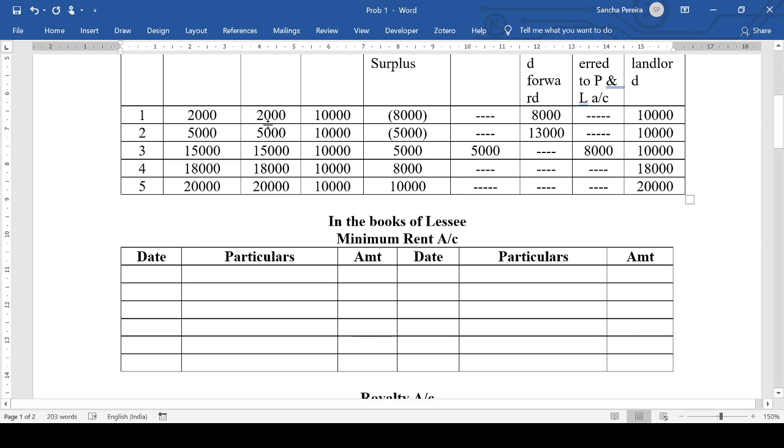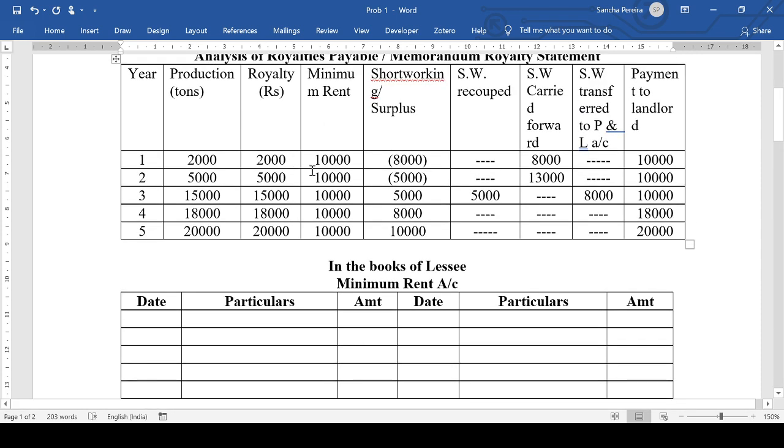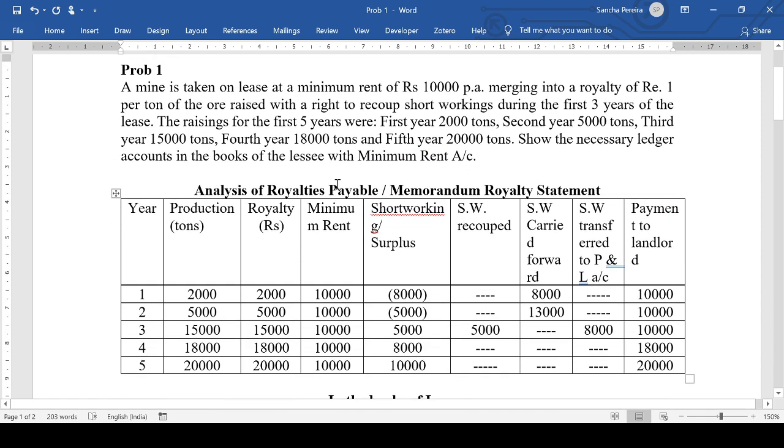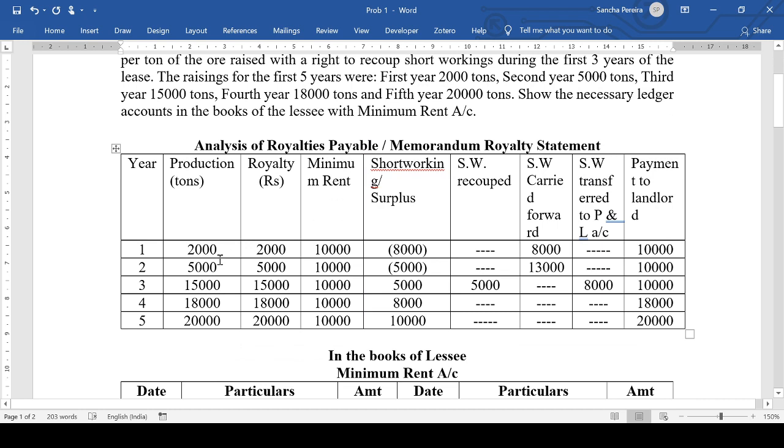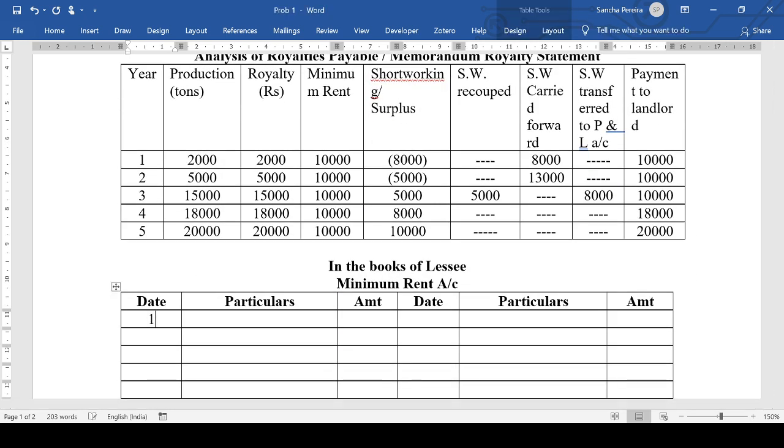Now, in the first 2 years, is the minimum rent more than the actual royalty? Yes, in the first 2 years. Okay. So in the first 2 years, we are going to use the first set of entries with minimum rent. What's the first entry now? Minimum rent account debit to landlord. Good. Minimum rent account debit to landlord. So we don't have any dates here. So we're just going to write first year, second year, third year. Okay. So minimum rent account debit first year to landlord.